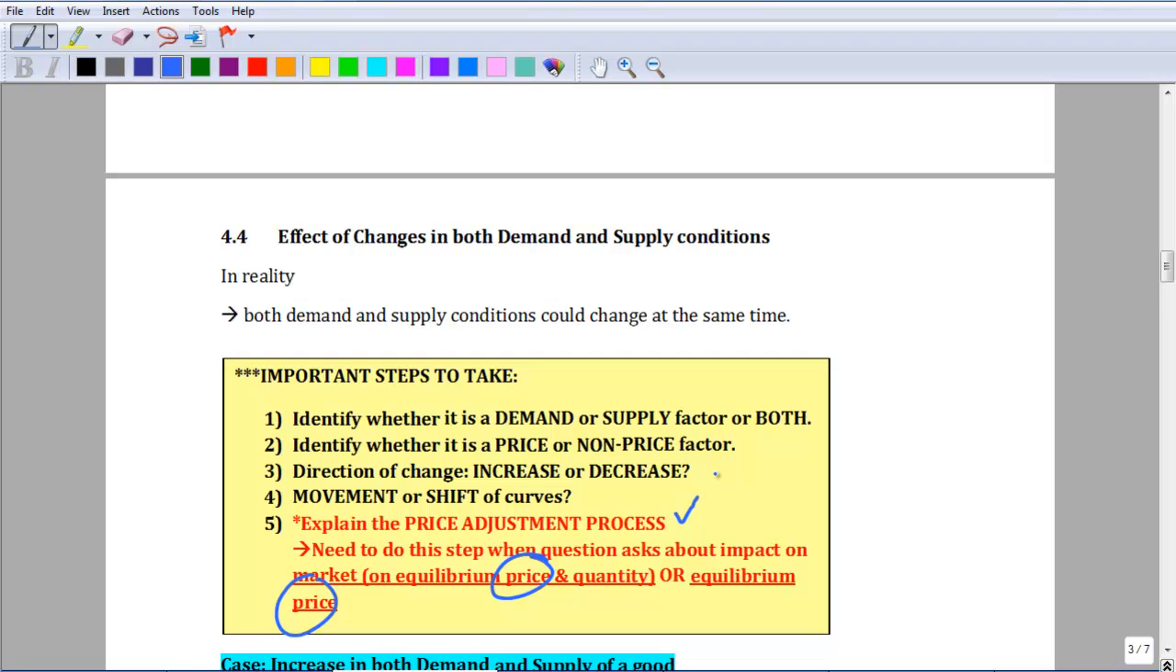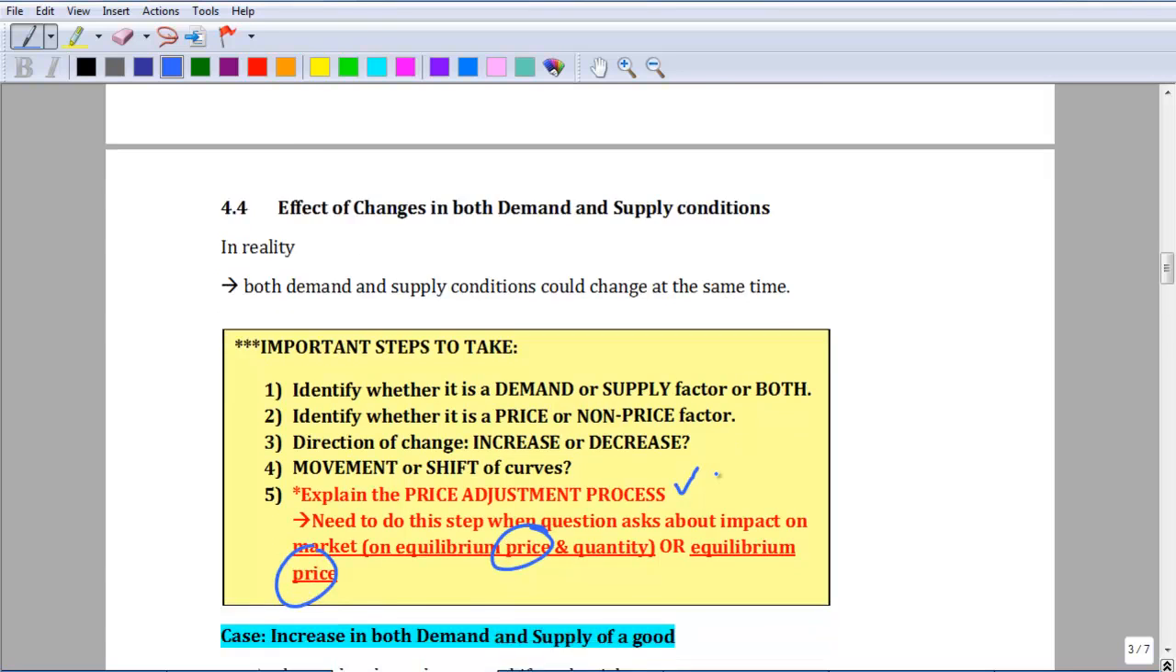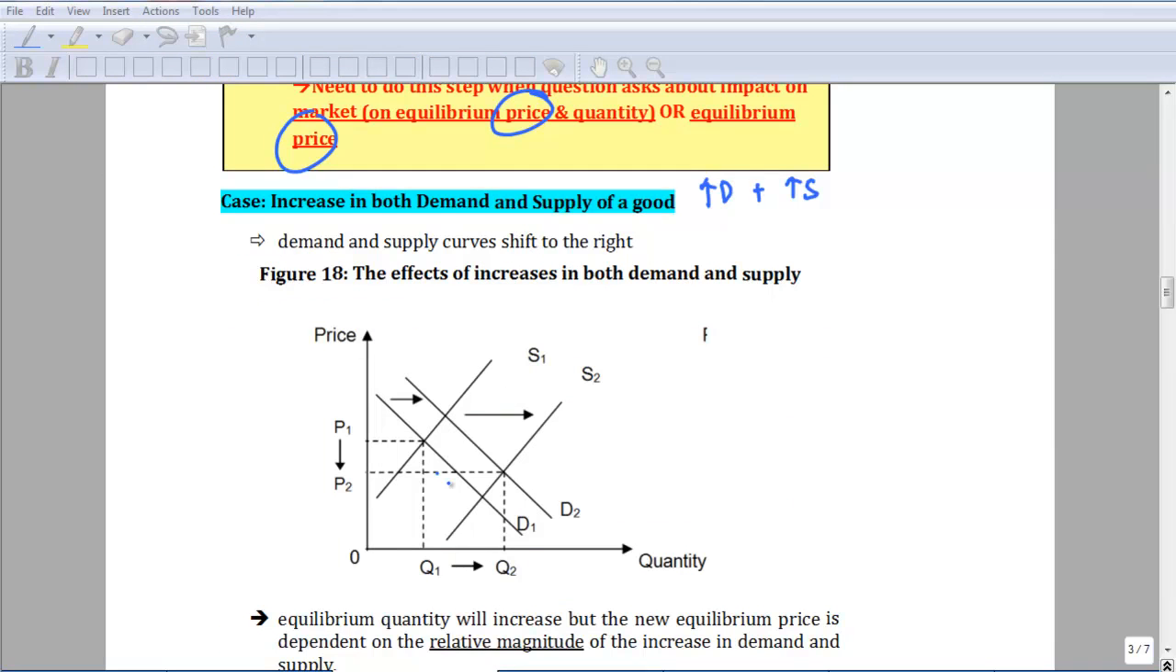So we're going to use a scenario to help us practice these important steps. Now we're going to look at a case where there's an increase in both demand and supply of the good. So when there's an increase in both demand and supply of the good, both the demand and supply curve will shift to the right. From this diagram, you notice that the equilibrium quantity will increase from Q1 to Q2, but the equilibrium price, as shown in the diagram, has dropped from P1 to P2.